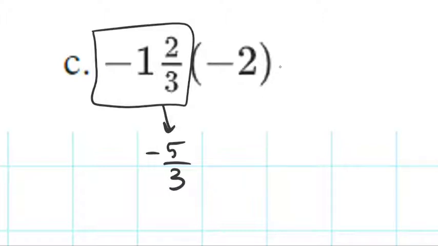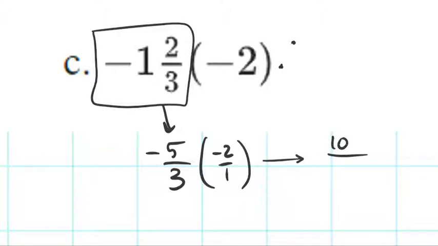And I know that I need 2/3, so I'm doing a multiplication problem. It's not addition. So I'm just going to multiply that by negative 2, and I'll write it as negative 2 over 1. So when I'm multiplying these fractions, a negative 5 times a negative 2 is positive 10. And then the denominator 3 times 1 is 3. So this becomes 10/3.